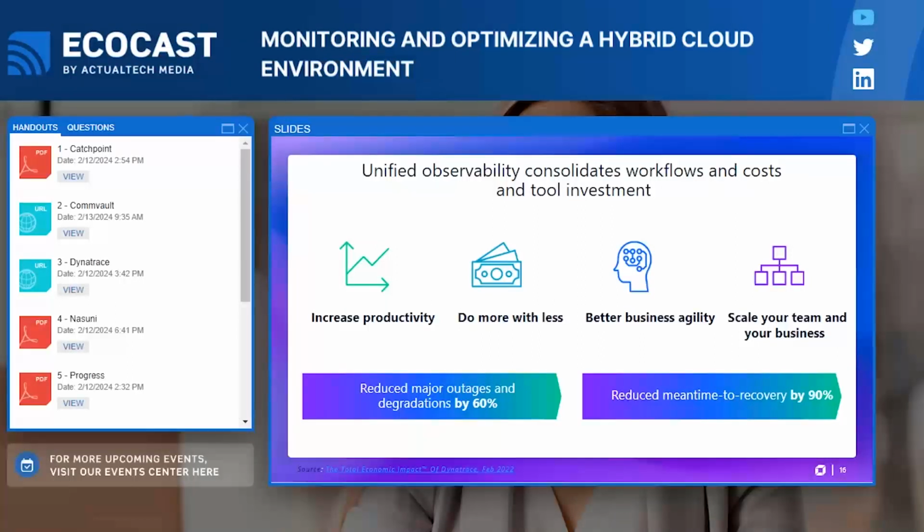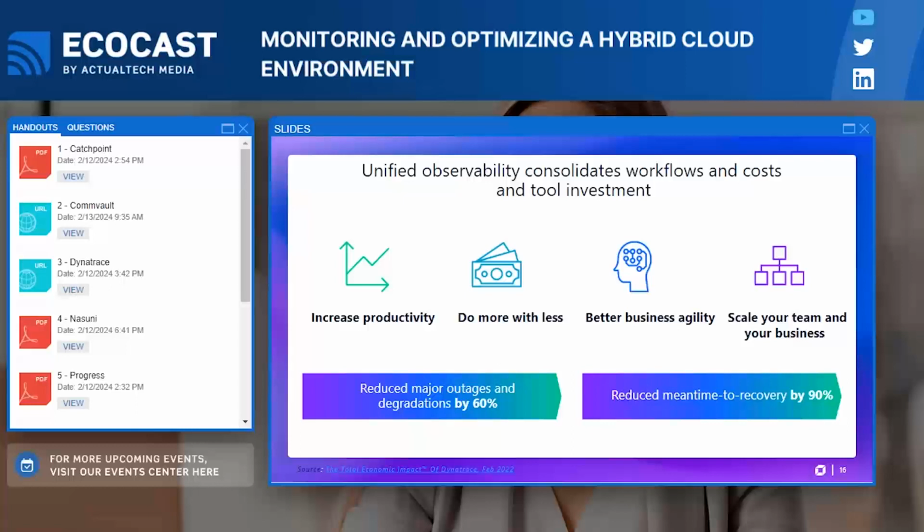So across the bottom there, right out the gate, all of the things we've just talked about today, reducing major outages and degradations by 60%, and then reducing that mean time to recovery by 90%. Those are huge stats that add money back into your pockets. You'll have better and more increased productivity among the teams. You're able to do more with less.